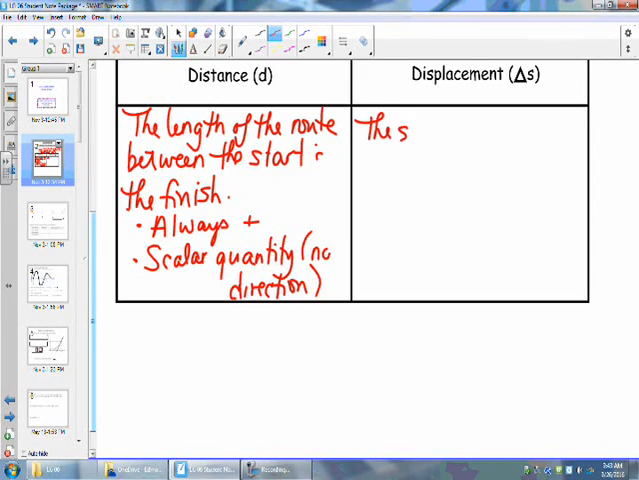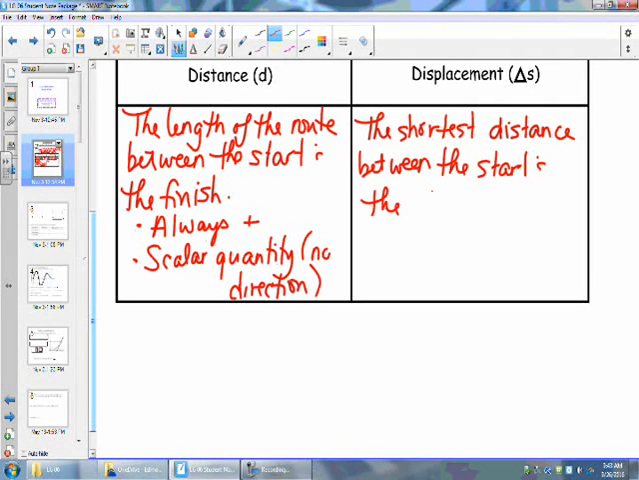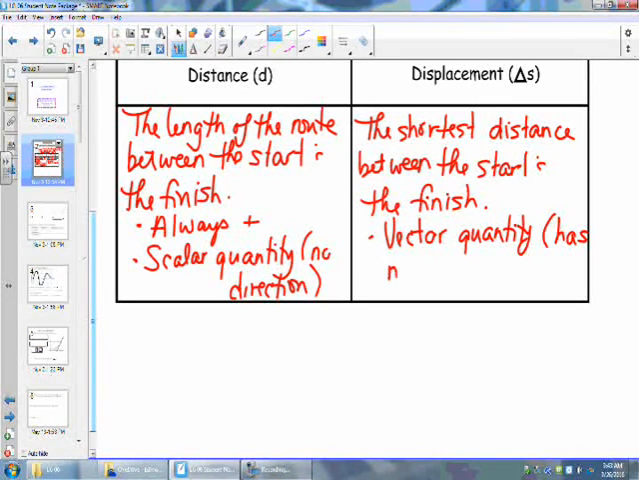This is the shortest distance between the start and the finish. So it's basically how far did you travel from the origin? Not how far did you travel including your pit stops and the bathroom breaks and whatever. It's just saying how far from start to finish did you actually go. This is a vector quantity, which means, again, it has magnitude, which we talked about, and direction.